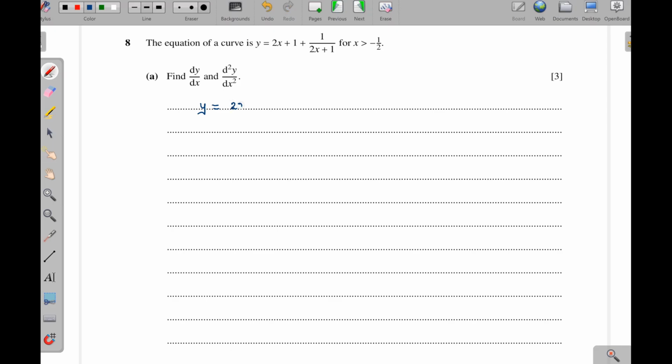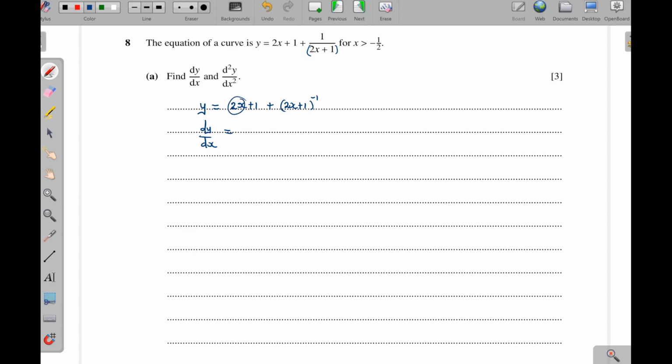This one will be 2x plus 1, using the rules of indices. When I take this one up, it has power 1 here, then it will go up, and the power becomes negative also. Now what will be our dy/dx?